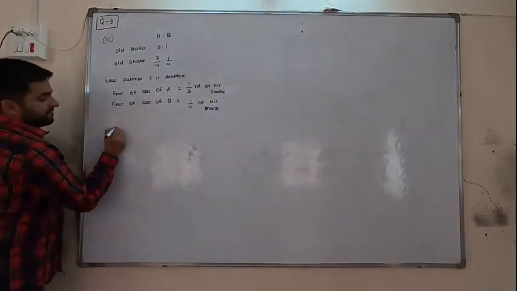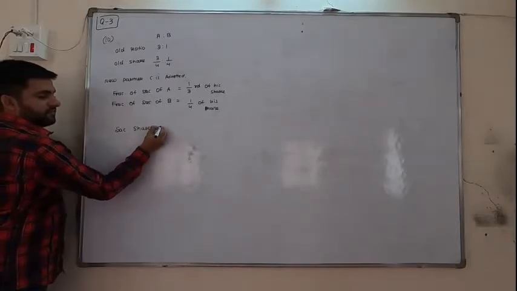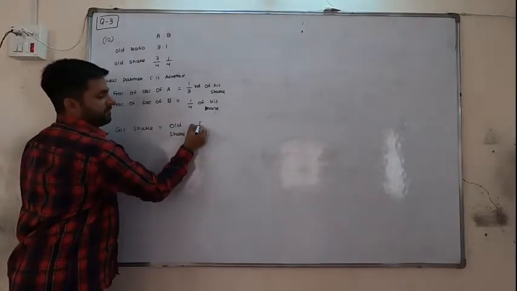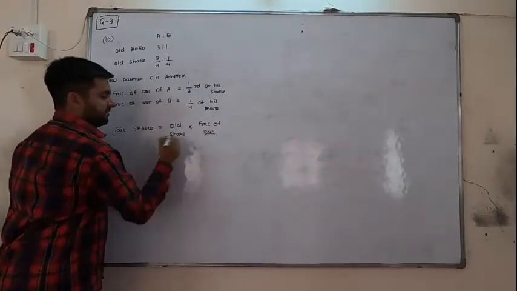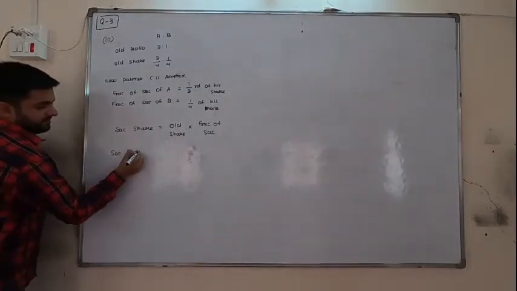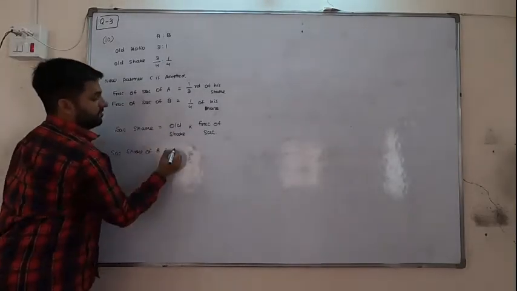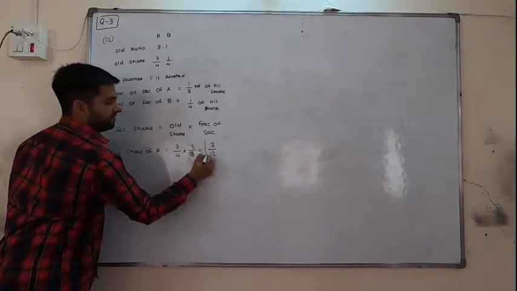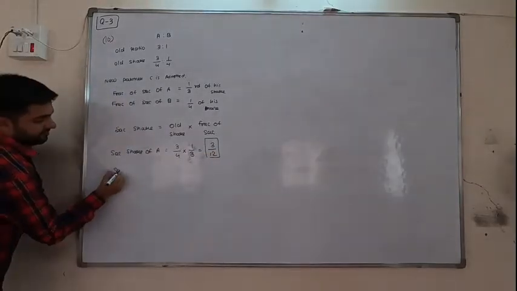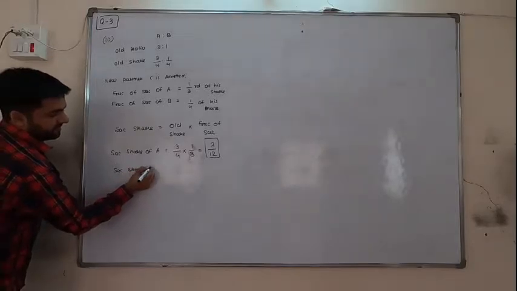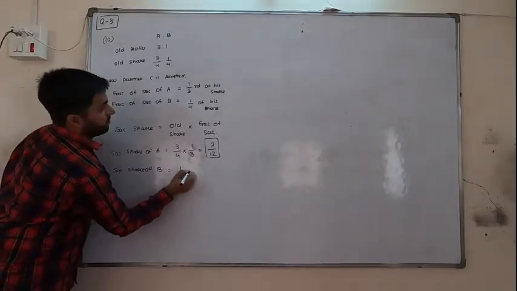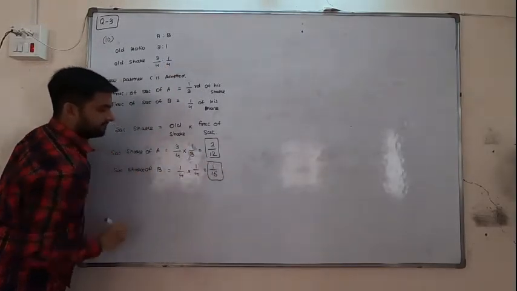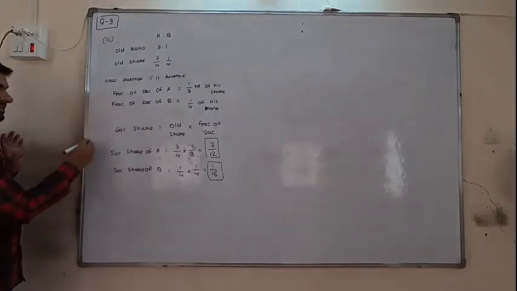Now let's solve the sum. First we have to find the sacrifice share. So the sacrifice share is equal to old share multiplied by fraction of sacrifice. Sacrifice share of A: A's old share is 3/4, A's fraction of sacrifice is 1/3. Don't cut it yet, let it be 3/12. You will see if we change. Sacrifice share of B: 1/4 multiplied by 1/4, this 1/4 and this 1/4 will come to 1/16. Okay, so the sacrifice shares are done.